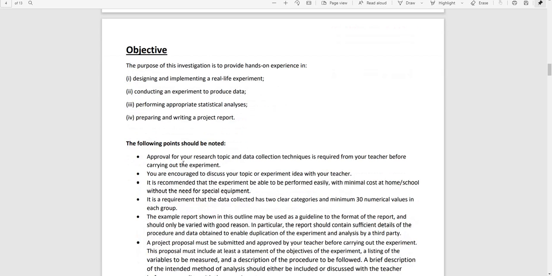So, the objective of this assignment is a number of things. Design and implement a real-life experiment. So you're going to collect the data. You're going to decide what to collect data on, and then you're going to collect it. You need to then conduct the experiment to produce the data. You need to perform the appropriate analysis of measure of center and measure of spread. And then you've got to write up a small report. So to summarize, you need to decide what you want to collect data on, collect the data, analyze the data, and then report on the data. That's the assignment summarized down, and that'll get broken up into more detail.